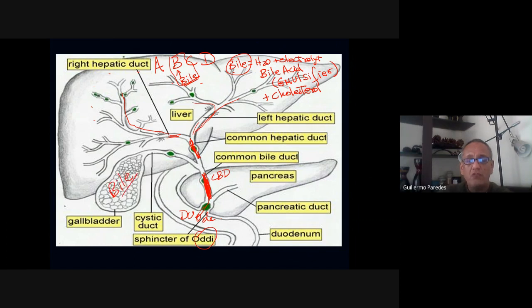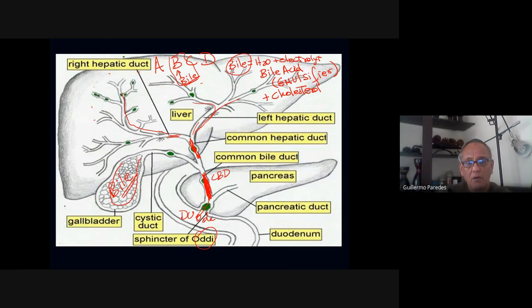So the bile that is produced by the liver is going to be stored in the gallbladder. Please remember this: the gallbladder does not produce bile. What the gallbladder does is store bile, period, nothing else. There is some absorption and bile concentration, but just remember, the gallbladder is the storage for the bile. We okay with that?